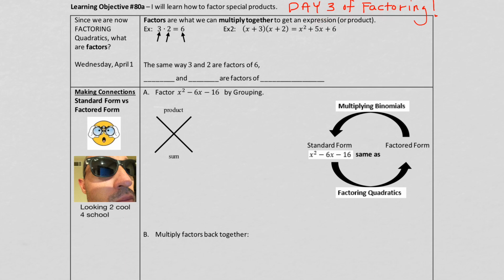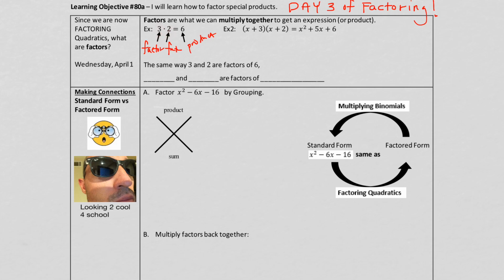So I thought for today what we do is first talk about if we're factoring, what is a factor? Briefly, a factor is what we can multiply together to get an expression or product. For example, if I said 3 times 2 equals 6, 3 is a factor of 6 and 2 is a factor of 6. So 3 is a factor, 2 is also a factor, and then 6 is the product that's made when I multiply these two factors together.